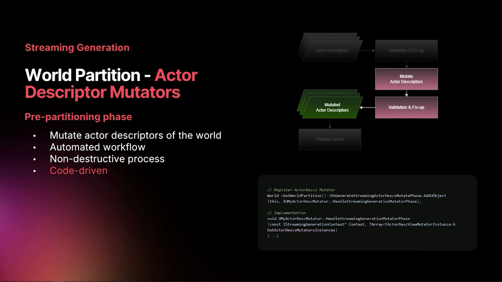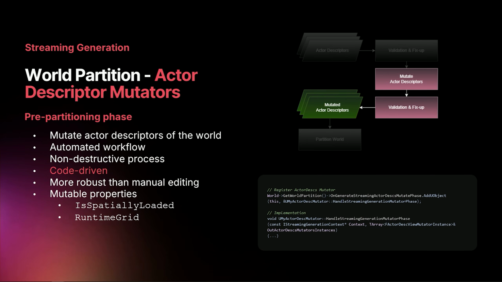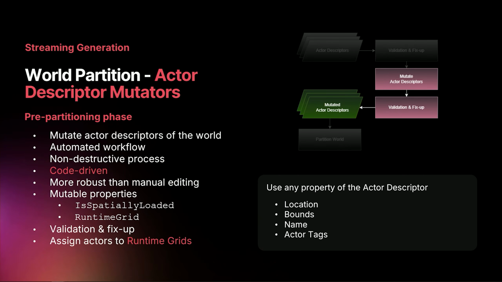modify, or submit content. This process is non-destructive and it's code-driven, which makes it much more reliable and robust than manual editing. The mutable properties are the specially loaded flag and the runtime grid, and we plan on supporting other properties to be mutable in future releases. And after the mutation of the actor descriptors, the streaming generation process does a second validation pass, which will again detect, report, and correct any errors that could have been introduced by the mutators.